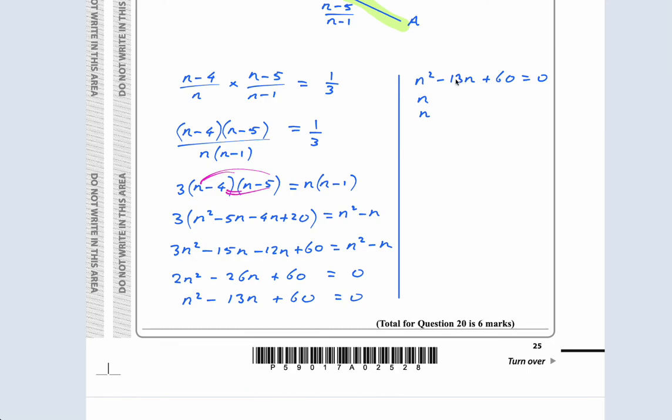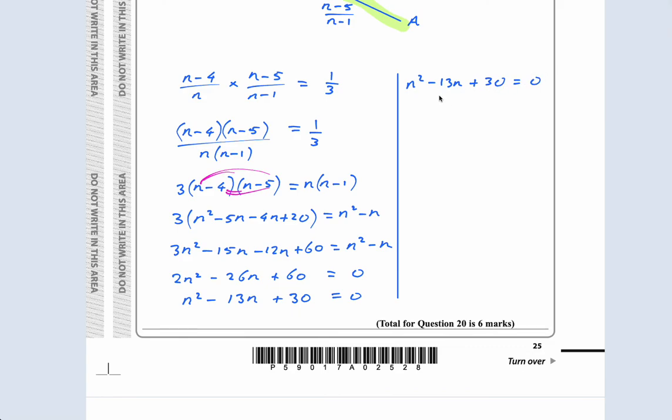So I could do 6 times 10. That's not going to work. 15 times 4. Oh, sorry, guys. I've made a mistake. Bad mistake. I nearly made it twice. Divide by 2. This divided by 2, this divided by 2, this divided by 2 equals 0. I recognize that because I saw I wasn't going to factorize. So I have n squared minus 13n plus 30 equals 0.